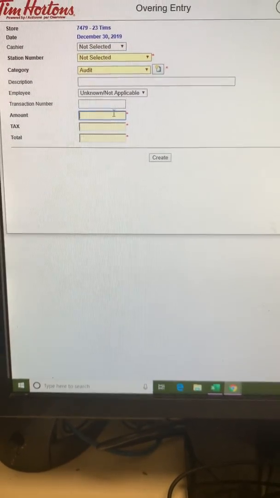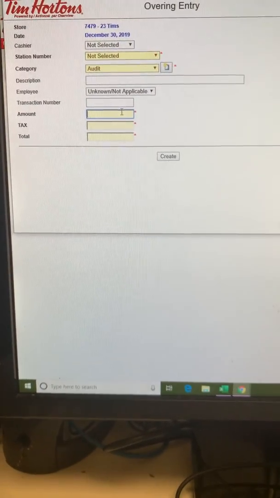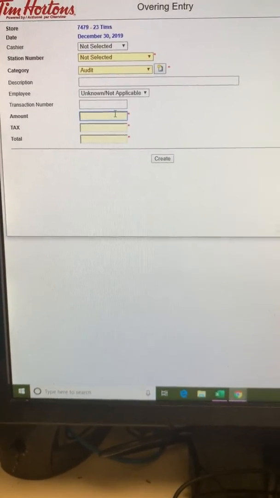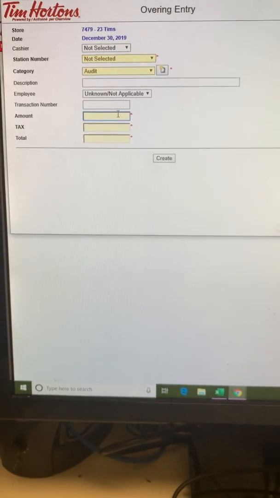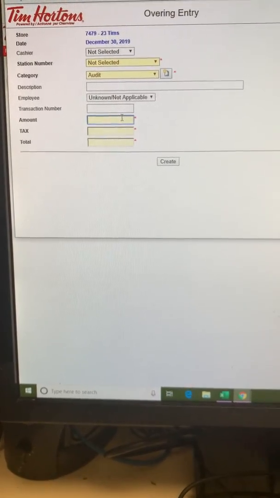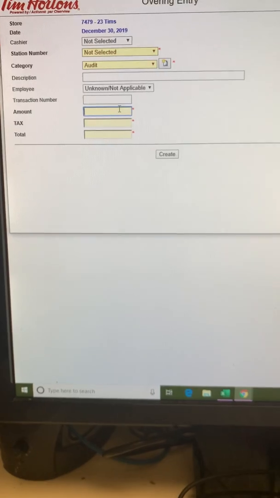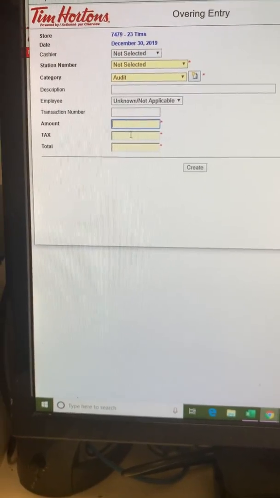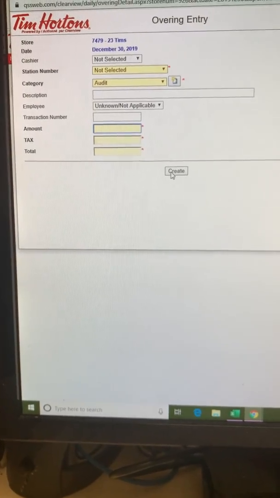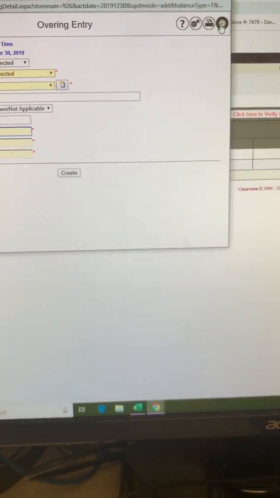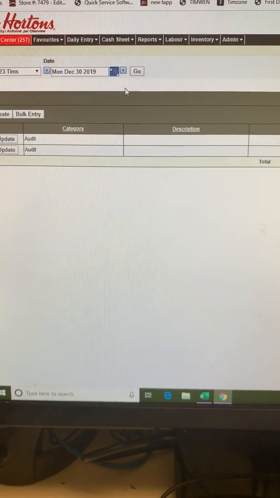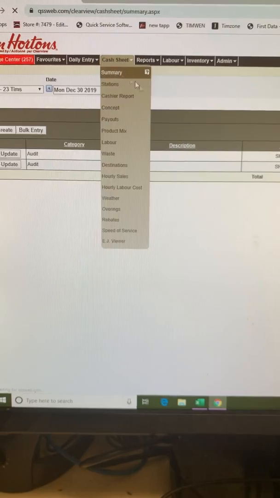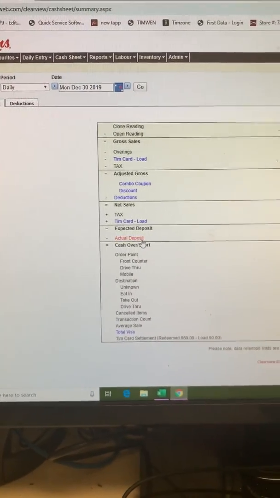So say there was a fast cash for $2.07, which is the price of a medium coffee. If your medium coffee is not $2.07, that's something else that we're going to fix, because I am understanding that a lot of people are not at the same prices. So we will fix that at another time. But you write in whatever the total amount was for fast cash, and then you just hit create. What that does is it eliminates any shortages that you may have had for the day, and it makes your cash come in line a little bit easier.